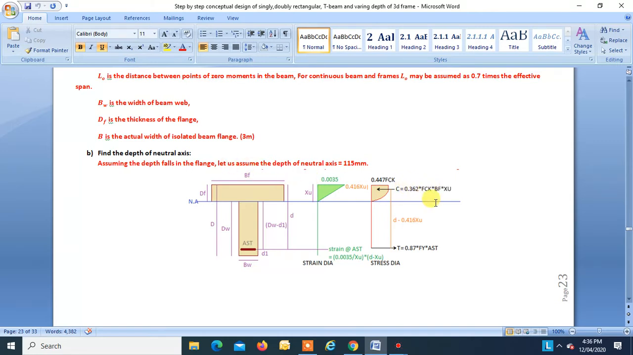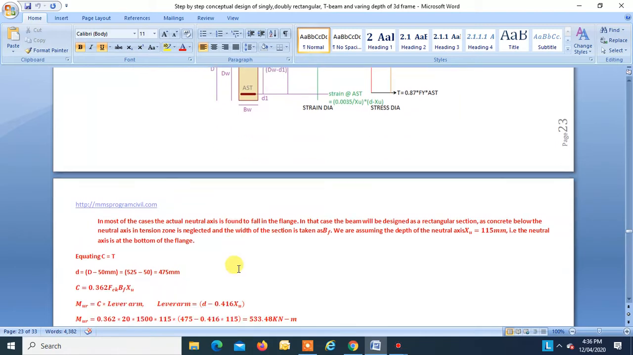Now over here B will be converted to BF. Okay, T is equal to 0.87 FY into AST. Now, in most of the cases, the actual neutral axis is found to fall in the flange. In that case, the beam will be designed as a rectangular section, as the concrete below the neutral axis in the tension zone is neglected and the width of the section is taken as BF. We are assuming the depth of the neutral axis is equal to 115 mm, that is, the neutral axis is at the bottom of the flange.